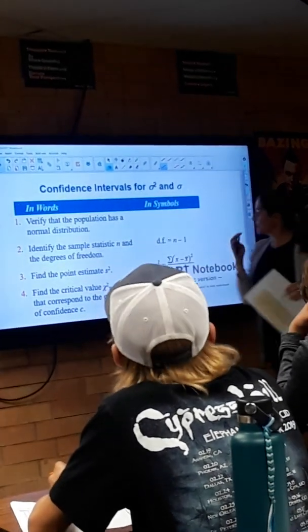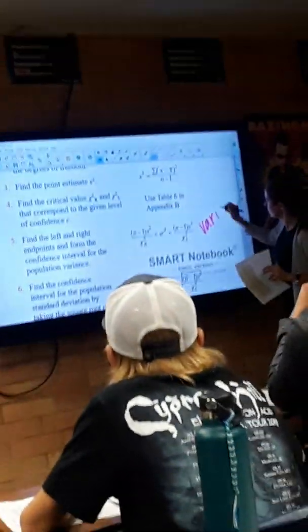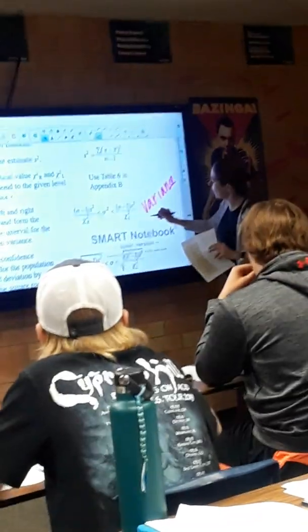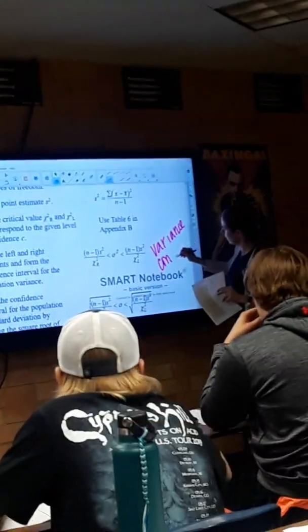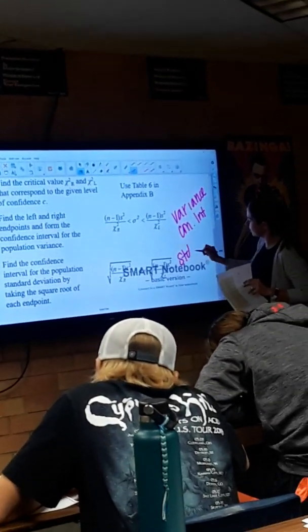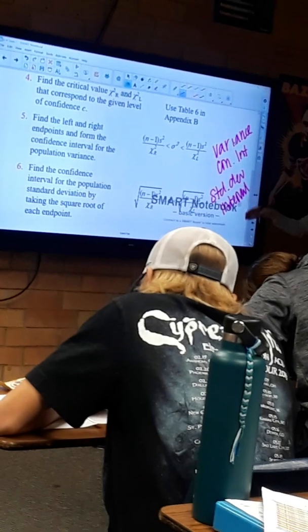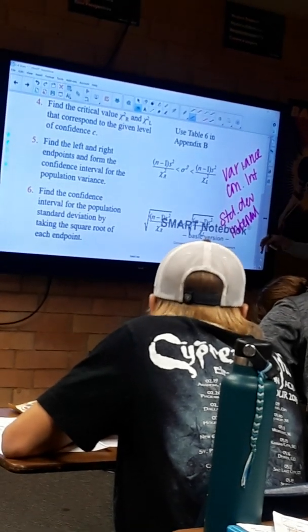So here are the steps you do for this one. Like I said, you have to find variance first. This is your variance confidence interval. And then you find your standard deviation, the square root interval. If you don't find variance, you're not going to get standard deviation correct.